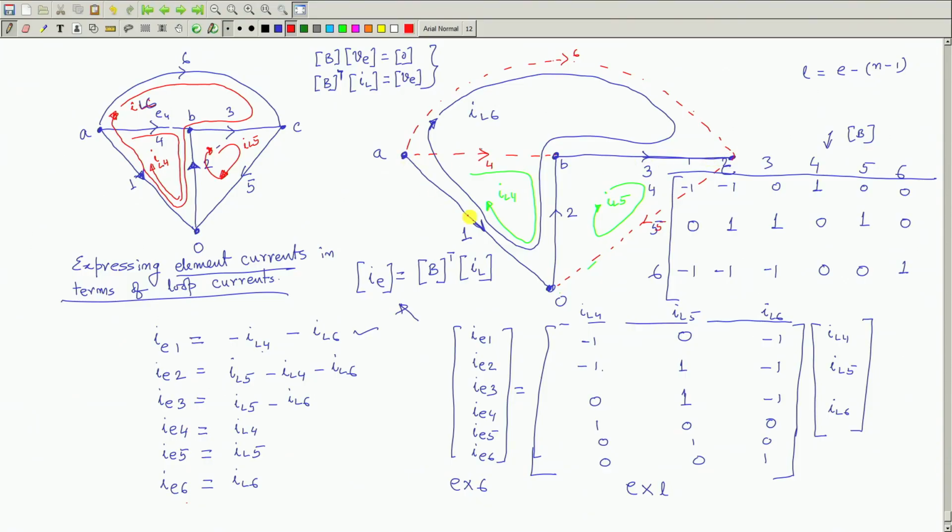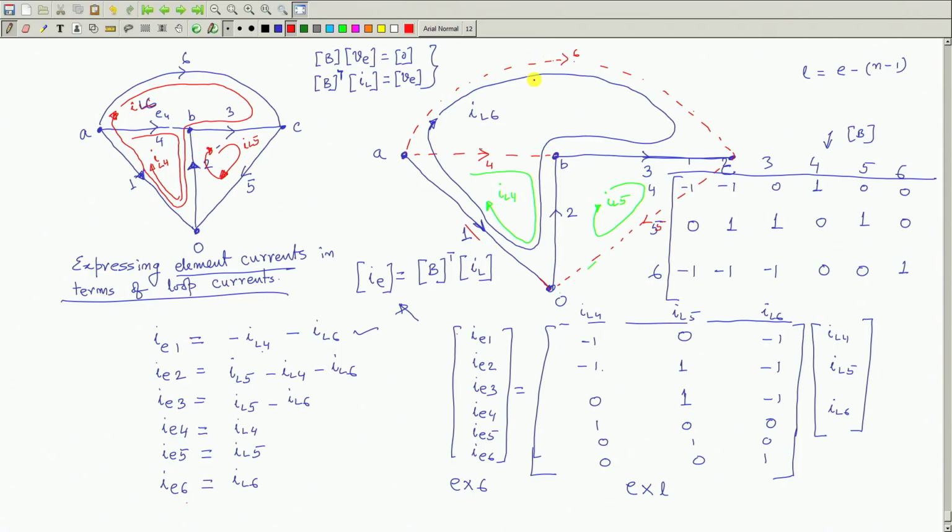What is a fundamental loop? A fundamental loop is one where only one link is present. For example, this is a fundamental loop. Is this a fundamental loop? No, two links are present. Although KVL will be satisfied there, we look for fundamental loops where there will be only one link present and it will form a closed circuit. Similarly, this is also a fundamental loop, and this one also, because there is only one link 6 present.